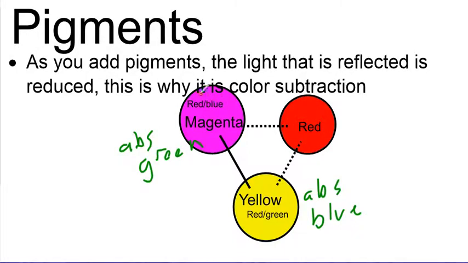The deeper understanding is because the magenta absorbs the other color, green, it's not going to allow the green from the yellow to be able to reflect. And the same thing for the yellow, it's going to absorb the blue, and it's not going to allow the blue to be able to reflect. And so what you're left with is red.